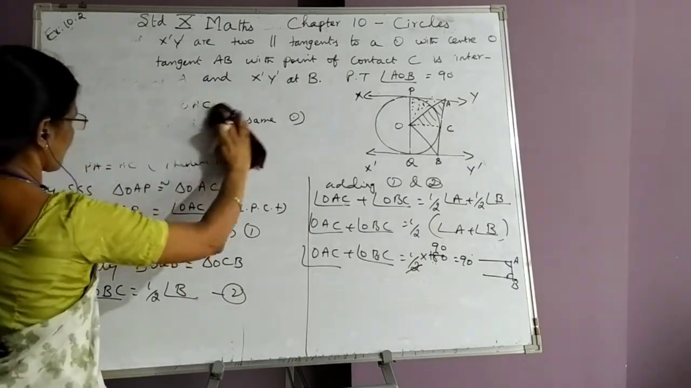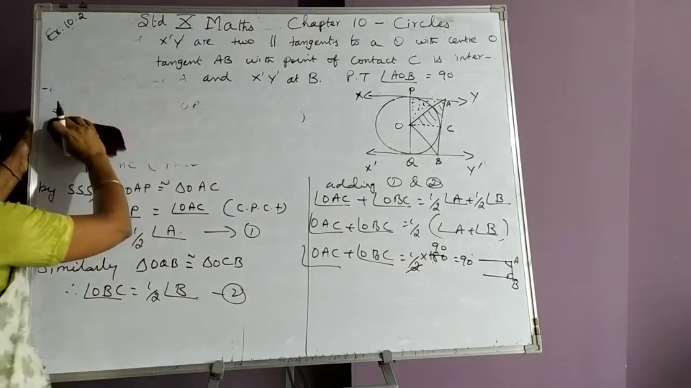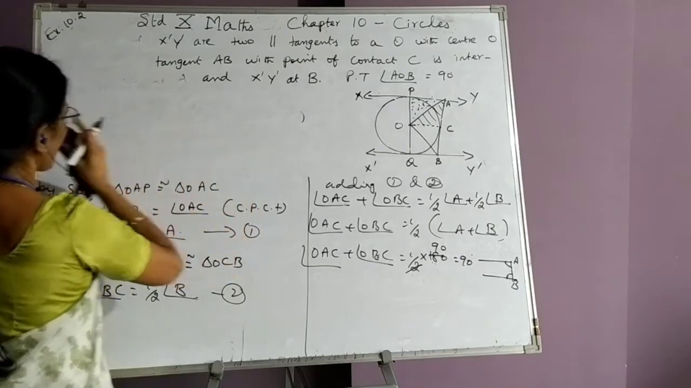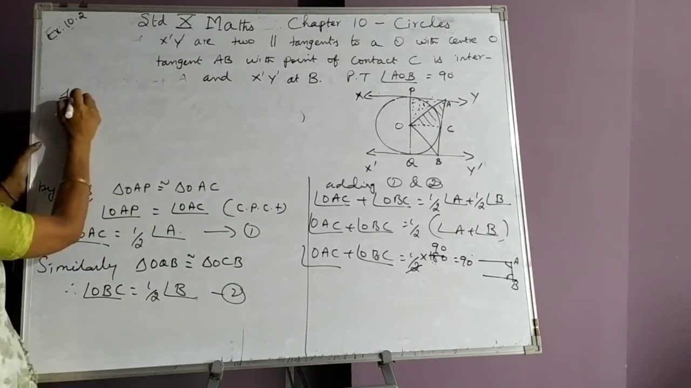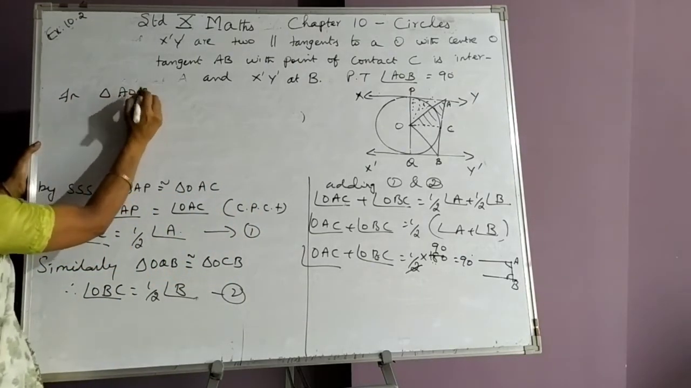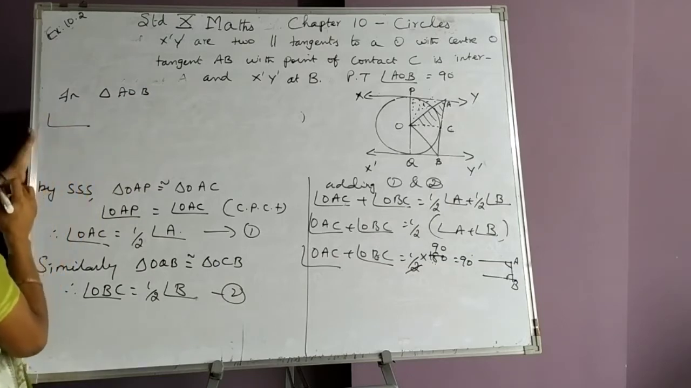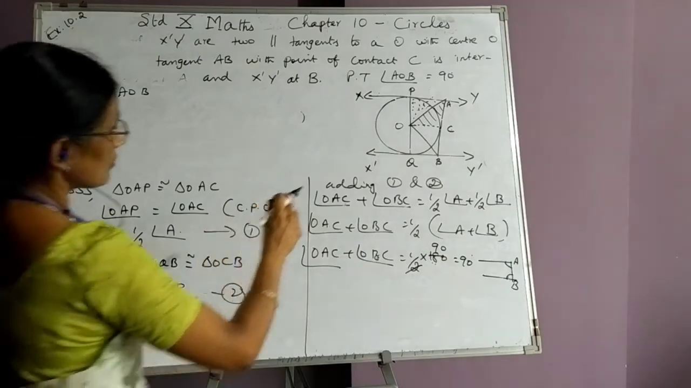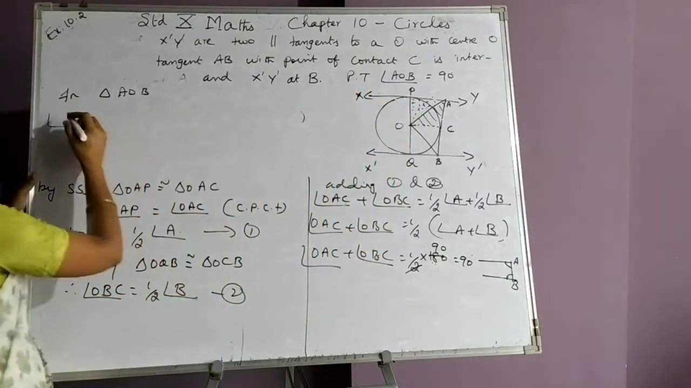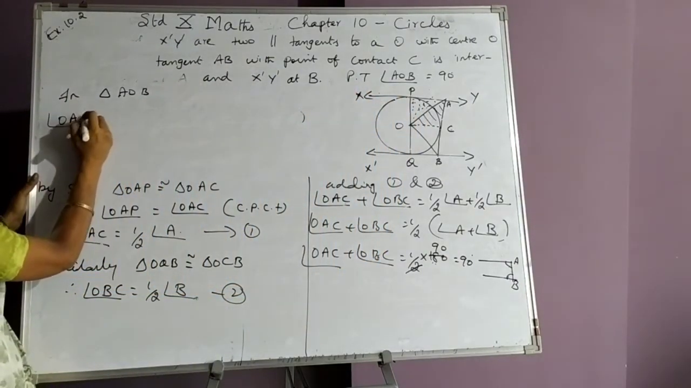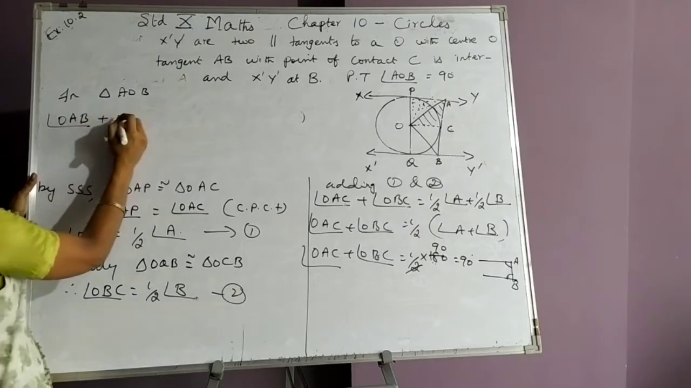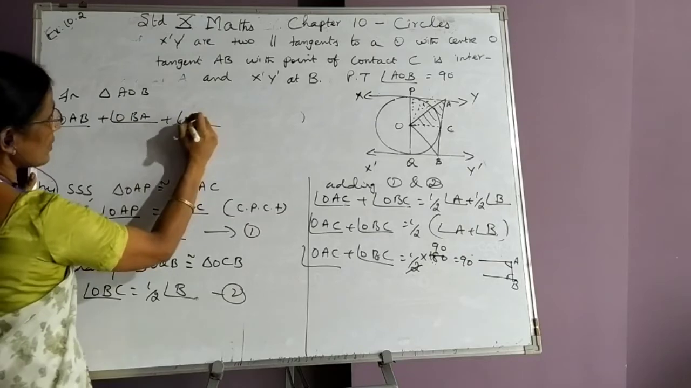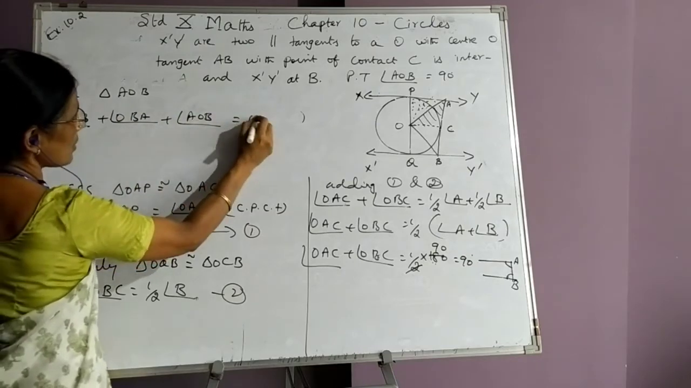Now I am going to take triangle. We have to prove AOB is 90 degree. Therefore, which triangle we are going to take? In triangle AOB, angle OAB plus angle OBA plus angle AOB equal to 180 degree.